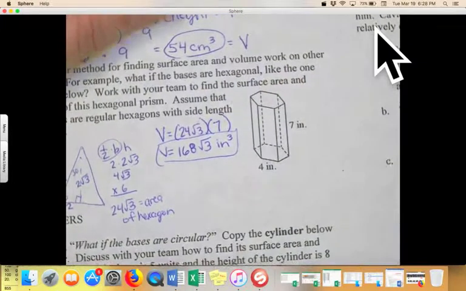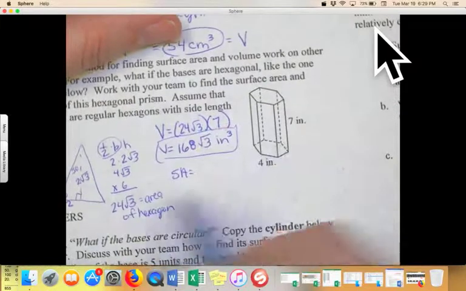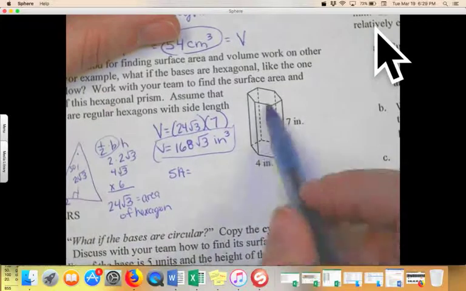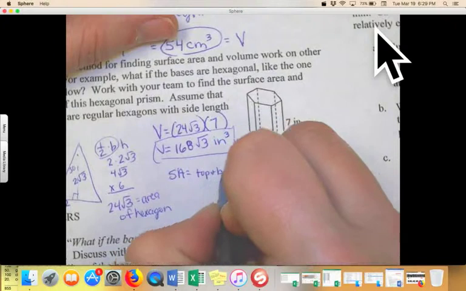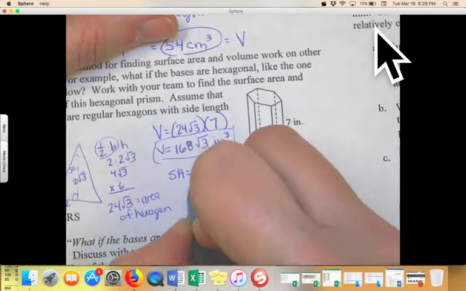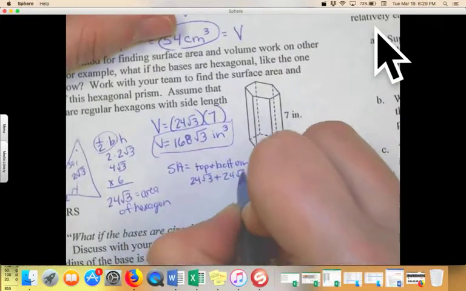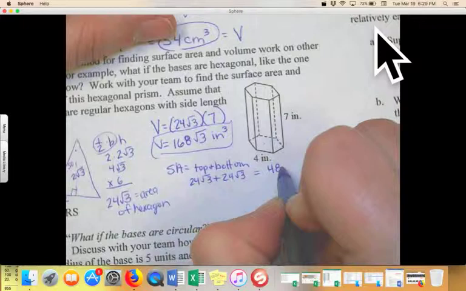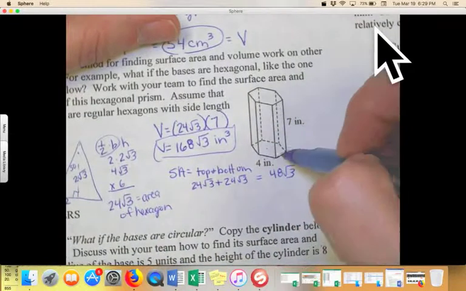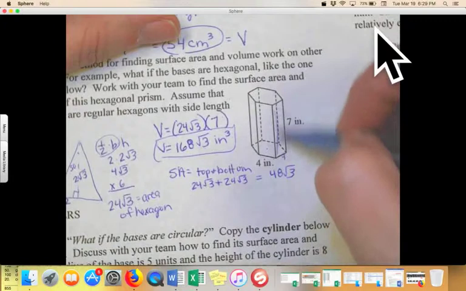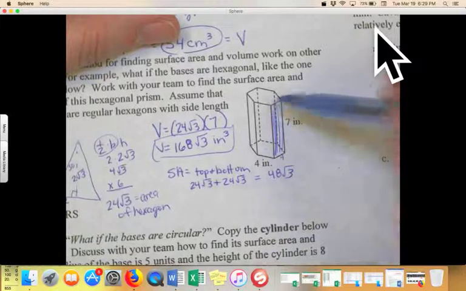Okay, so surface area might be a little bit trickier, but not too much. You have the area of your hexagon, and there's 2 of them, a top and a bottom, okay? So you have your top and bottom, which is going to be 24√3 plus 24√3, which is going to be 48√3. The rest of them are rectangles, and each rectangle is a 7 by 4 rectangle. So that's one of these rectangular faces. How many are there? Well, there's 6, because this is a 6-sided base.